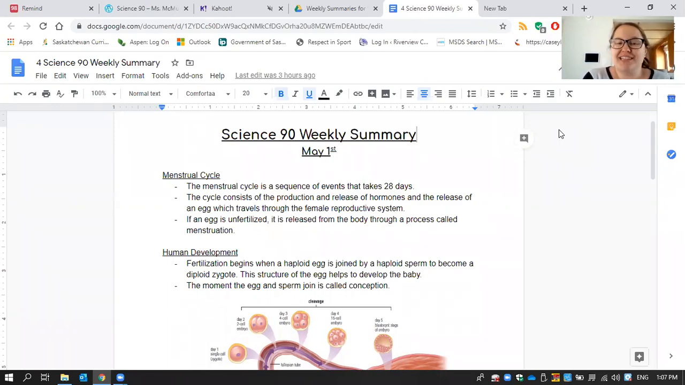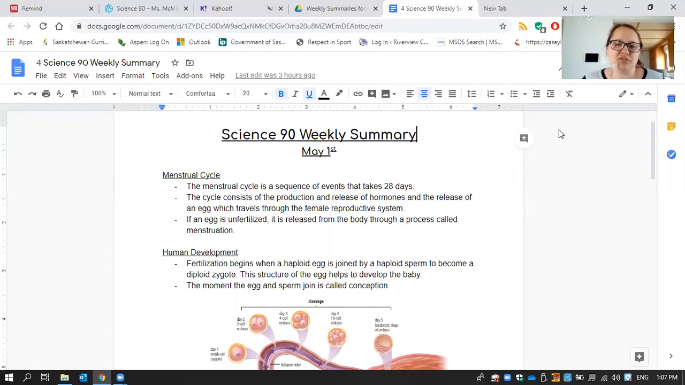The menstrual cycle is a sequence of events that takes about 28 days. It starts off with the release of the follicle stimulating hormone, and then it basically ends with a drop in hormones that signals your body to send out those hormones again. So it's literally a cycle that continues on and on every 28 days.